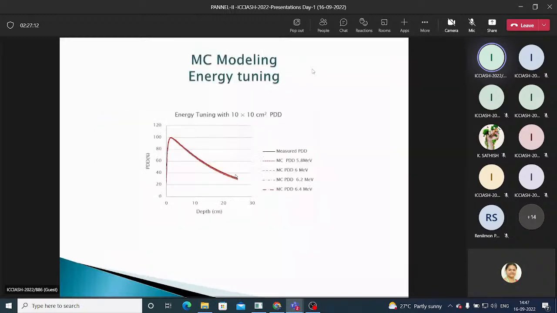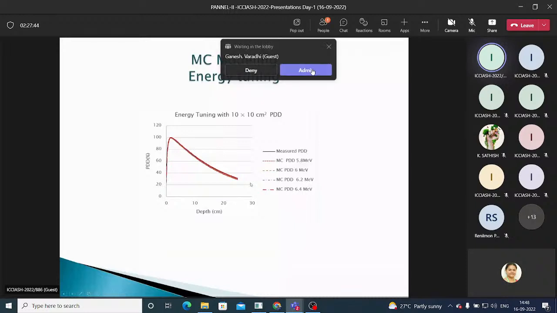As part of the commissioning, or validation of commissioning, first we have to set the initial energy of the linear accelerator. A linear accelerator produces X-ray beams by hitting accelerated electrons on a tungsten target. The energy of the electron beam that first hits the target has to be adjusted to match the measurement. For that we use a depth dose curve, which shows how the dose is deposited as it goes to greater depth.